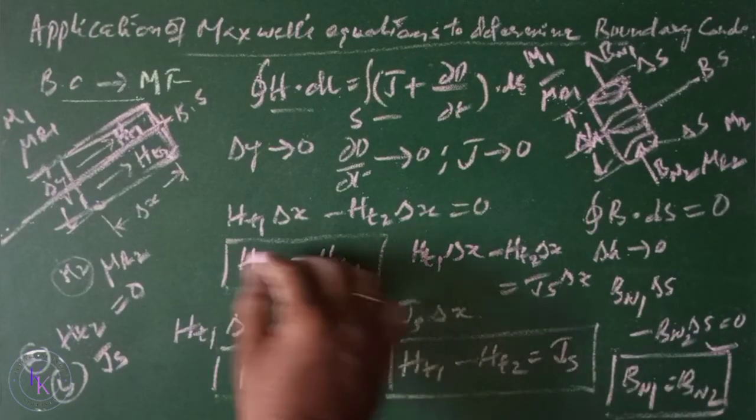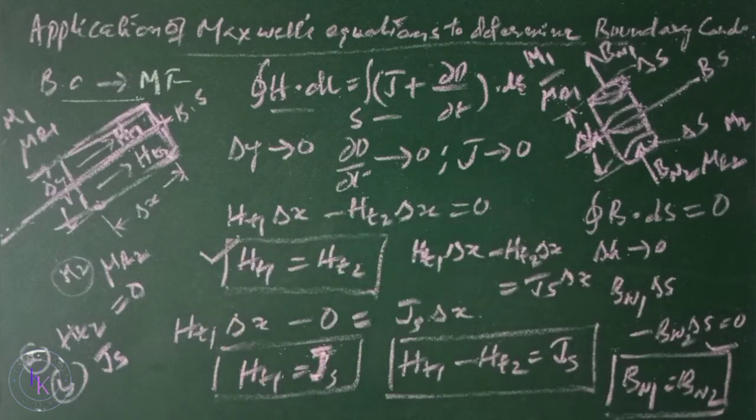In this case, the tangential component is also continuous. Then, if there is a perfect conductor in medium 2, then Ht1 equals Js. When there is a current sheet on the boundary surface, then you are going to get Ht1 minus Ht2 equals Js.